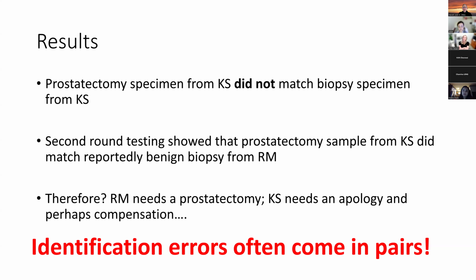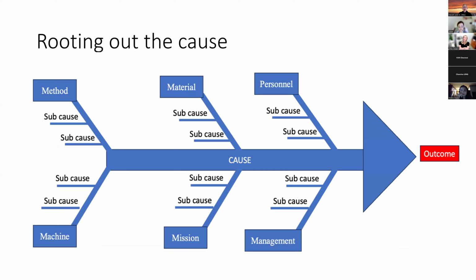But in reality, usually the problem is not the person, but the structure of the system. And this is where a technique called root cause analysis, or RCA, comes into play. When you have an event like this, you need to start asking the questions, not just why did this happen, but how could this have happened?